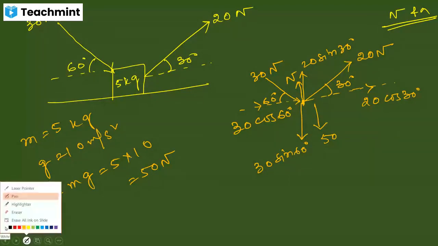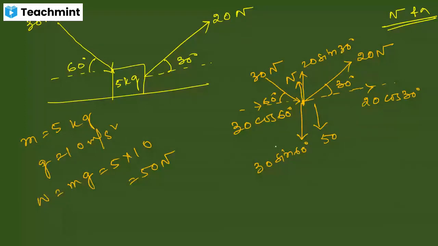Now after that we are just going to make all the forces equal, because the object is in equilibrium. After the application of all the forces, the object has not changed its state. It is still in the position of rest. So obviously all the upward forces will equal all the downward forces. So all the upward forces, that means the normal reaction force plus 20 sine 30 degrees, equals all the downward forces, that is 30 sine 60 plus 50.